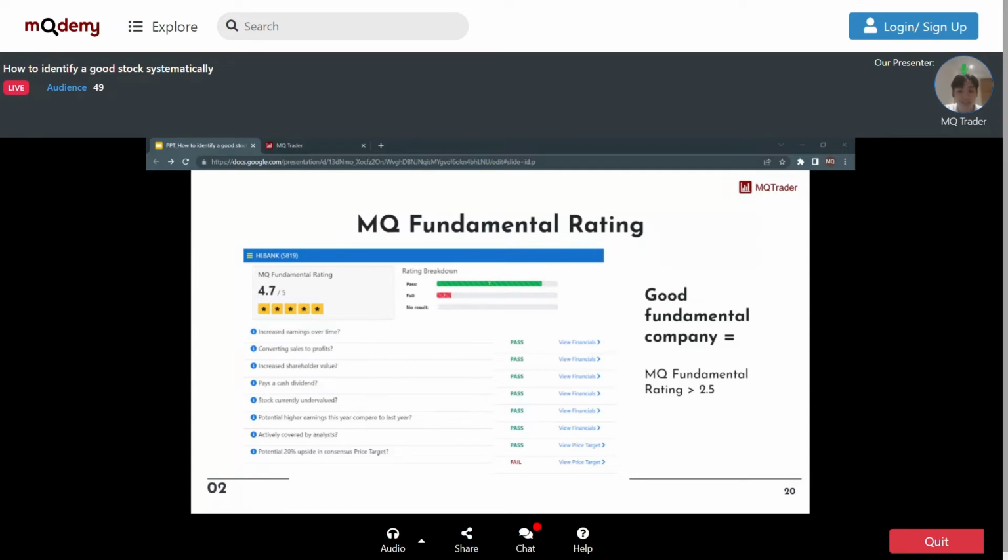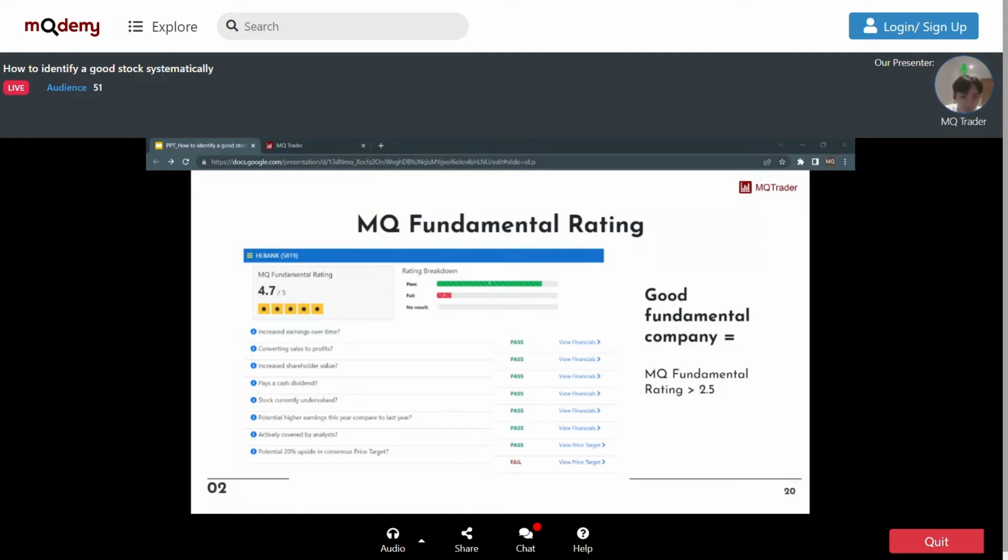The fundamental rating is generated based on multiple fundamental-related criteria, and the company must achieve a certain level before it is considered to pass a criterion. It's simple: the more they pass, the higher the fundamental rating they get. Usually we only consider ratings above 2.5 to be a good fundamental company. Also, just to mention, our rating criteria are not simply made up.